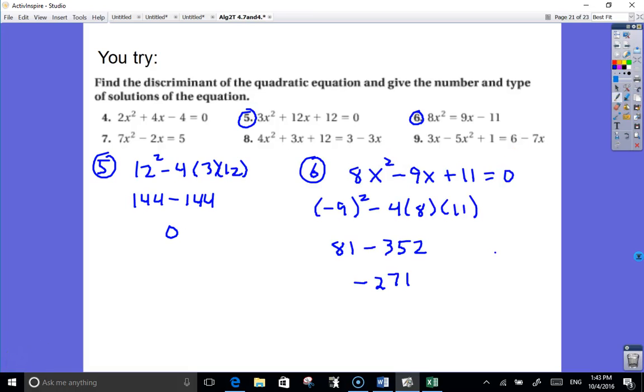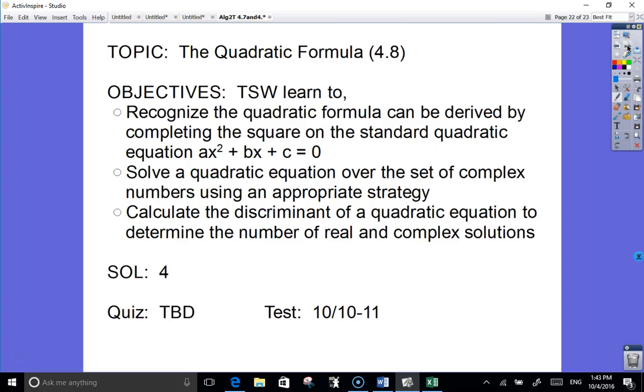So the first one, 0. And so what does that tell you? One real. Perfect square trinomial. And the negative 271 for the second? Two imaginary. That's it. And I think that is the end. So again, recognize the quadratic formula can be derived by completing the square. Solve quadratic equations using an appropriate strategy. Calculate the discriminant to determine the number of real and complex solutions.